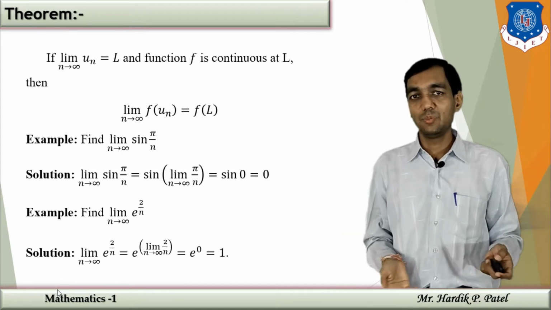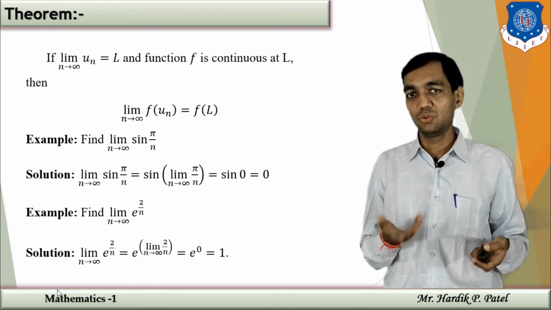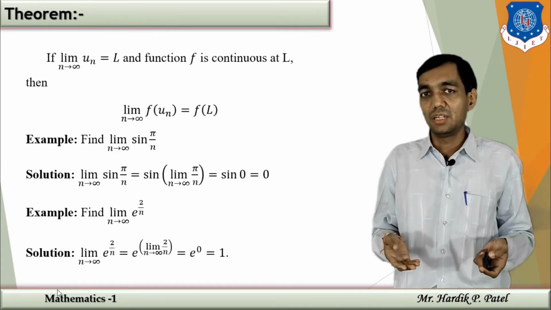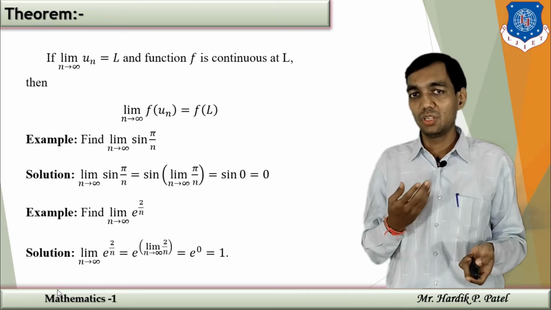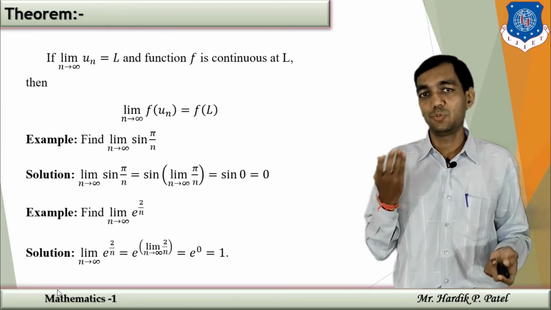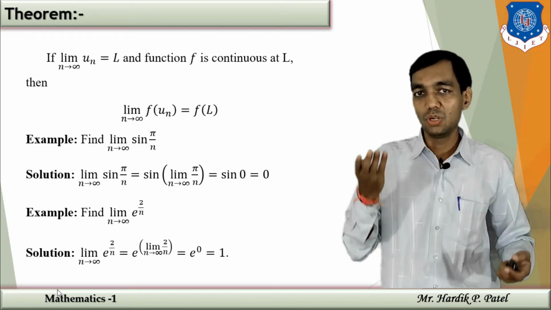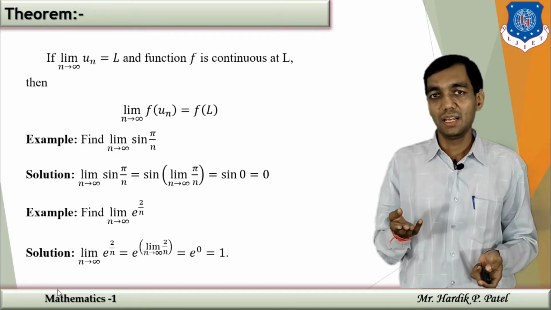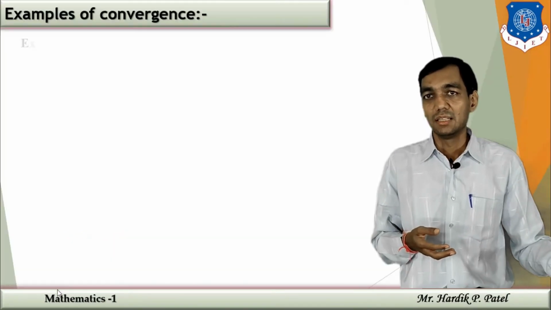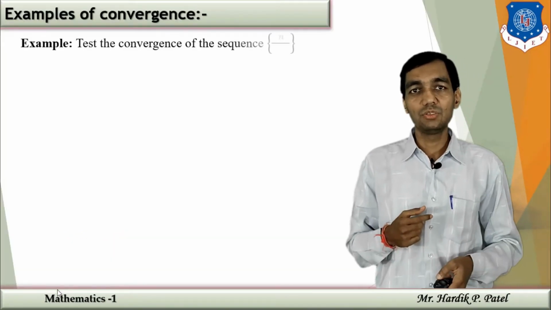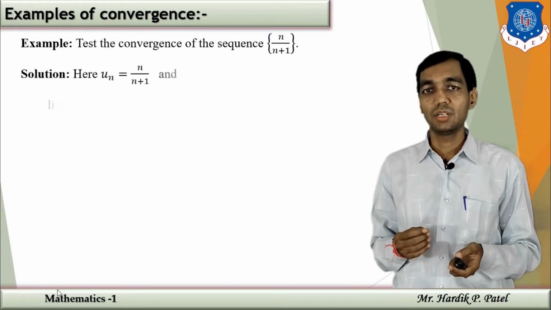In the same manner, another example we have written is e raised to 2 by n. The exponential function is continuous everywhere, so if you put the limit, the limit will go into the exponent, so you will get e raised to the limit as n tends to infinity of 2 by n, and that will be e raised to 0, which is 1. Okay. Now we are going to see some examples for convergence.